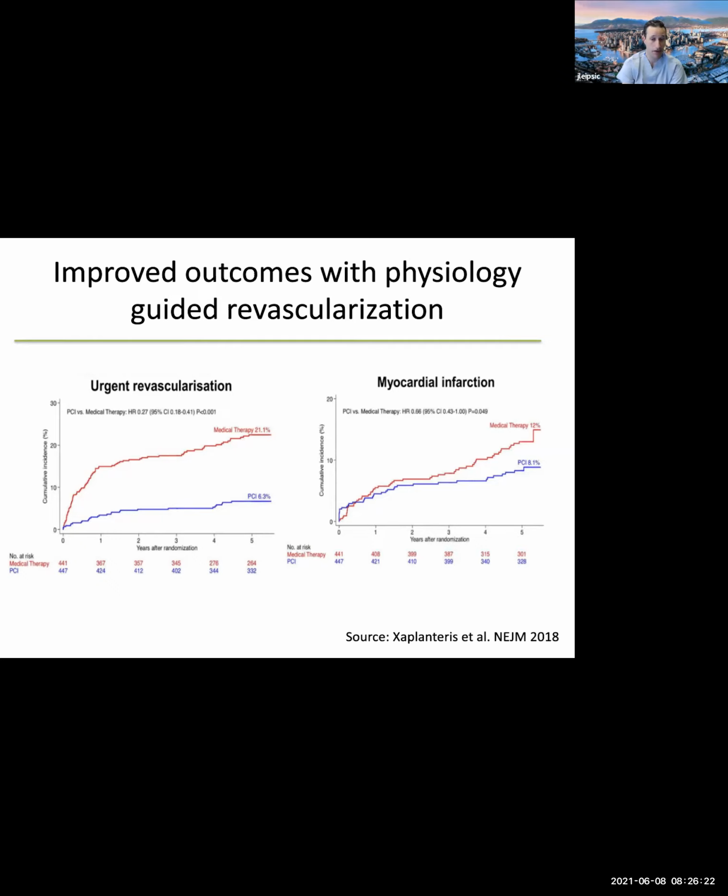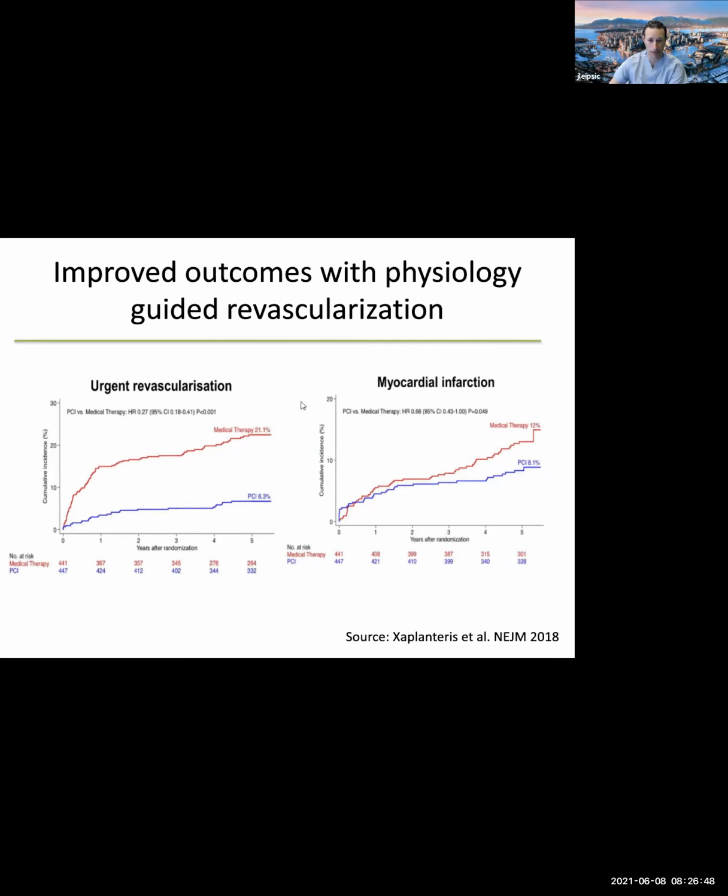This is a 5-year outcome data. And you can see that those patients who are revascularized experienced a 73% reduction in urgent unplanned revascularization, and also a 35% reduction in myocardial infarction, highlighting that if patients have anatomical targets and abnormal physiology, they appear to derive a significant benefit from revascularization.